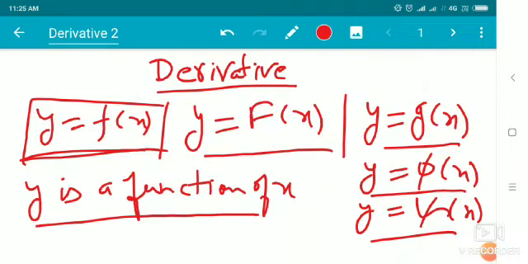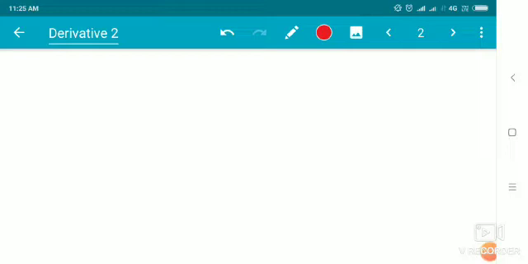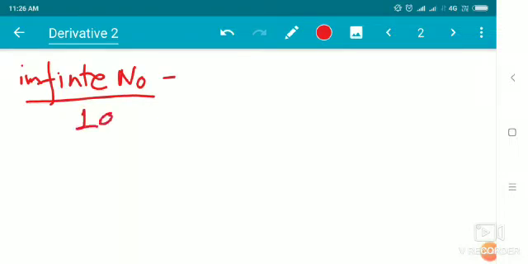Now next, we are supposed to discuss infinite number and infinitesimally small number. These two terms are very important. First one is infinite number. Suppose we write 1 followed by so many zeros, 1 0 0 0 0 0, and if I ask is it an infinite number, the answer is it is not an infinite number. Why is it so? Because we can write bigger than this.